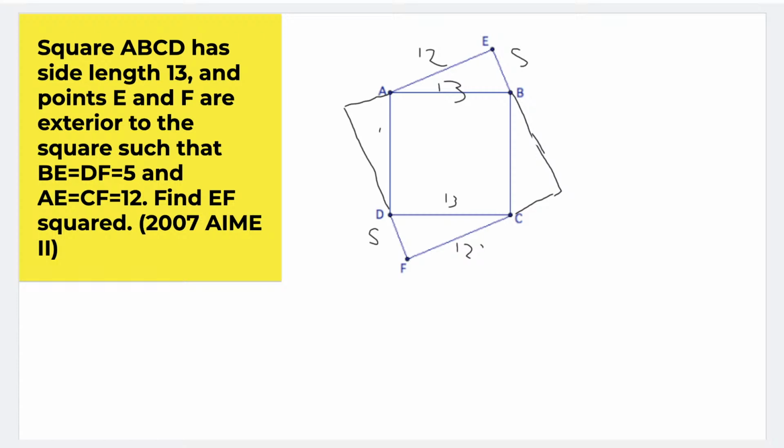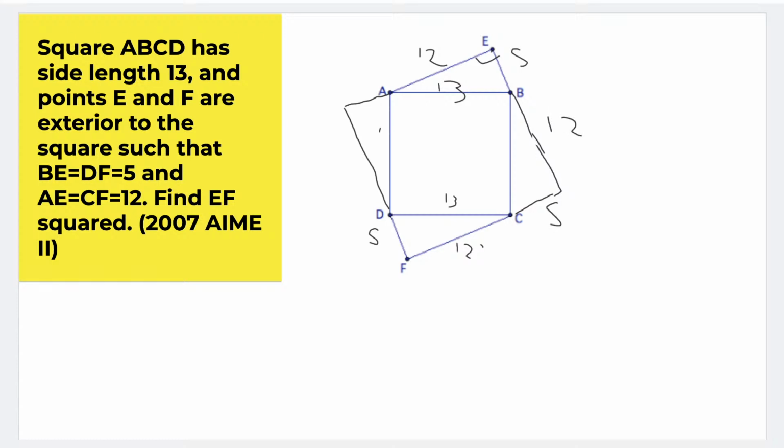Now, we want to find EF. EF is just one of the side lengths squared plus the other side length squared, added together, and then the square root of it. So it's very simple now. So now we know this is 5, and these are all congruent triangles. So if this is 5, and this is also 5, and this is 12.